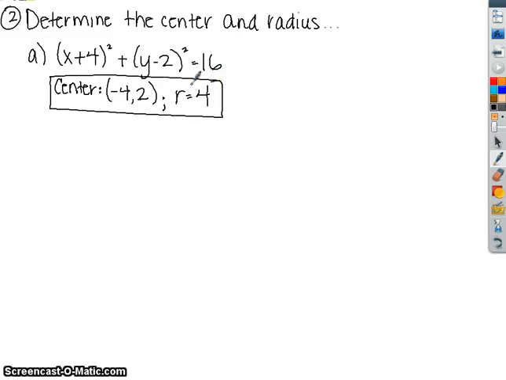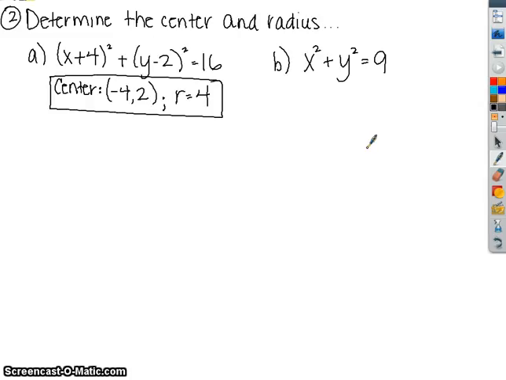Okay, center and radius. One more, same directions, part B. x squared plus y squared equals 9. Well, you're probably thinking, hello, isn't it supposed to be x minus h and y minus k? But then there's nothing there. So what are we supposed to do?